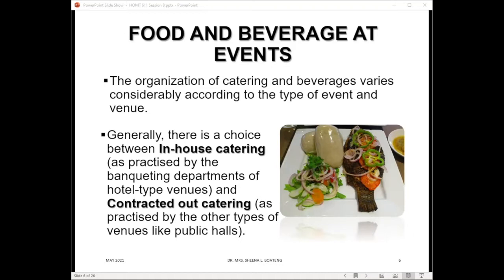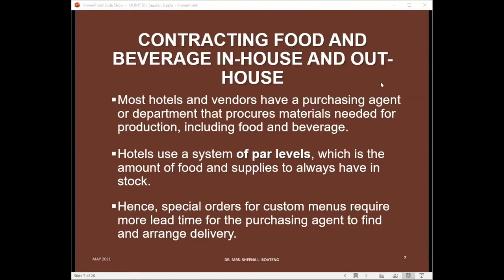Now, this is also largely dependent upon the type of venue that you are using, because some venues already have caterers that they work with. So you may not be free to choose your own caterer to bring to the venue. However, if you are able to find a venue that is not restrictive and allows you to choose whichever caterer you would prefer, then you are free to go ahead and choose a caterer that you prefer to be able to cater for your event at this particular venue that you have selected. So moving forward, we will be talking about the process of contracting food and beverage in-house and out-house.